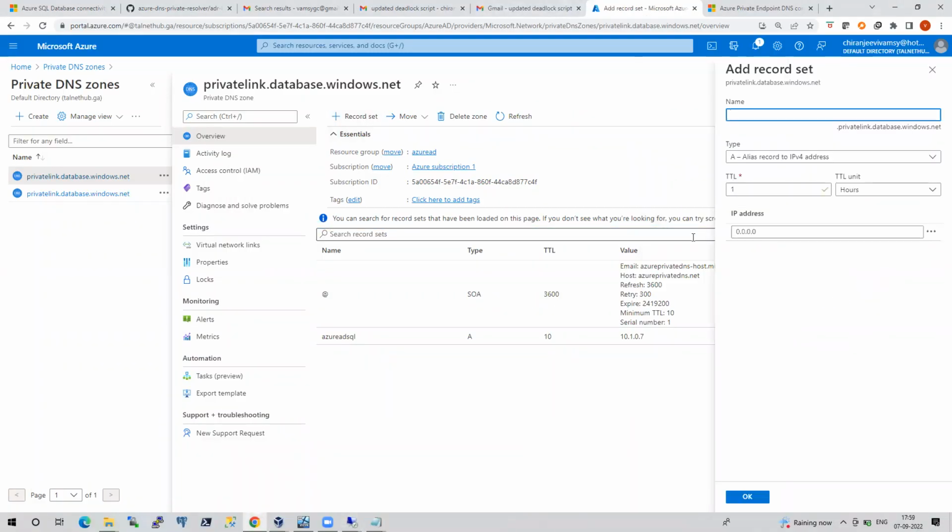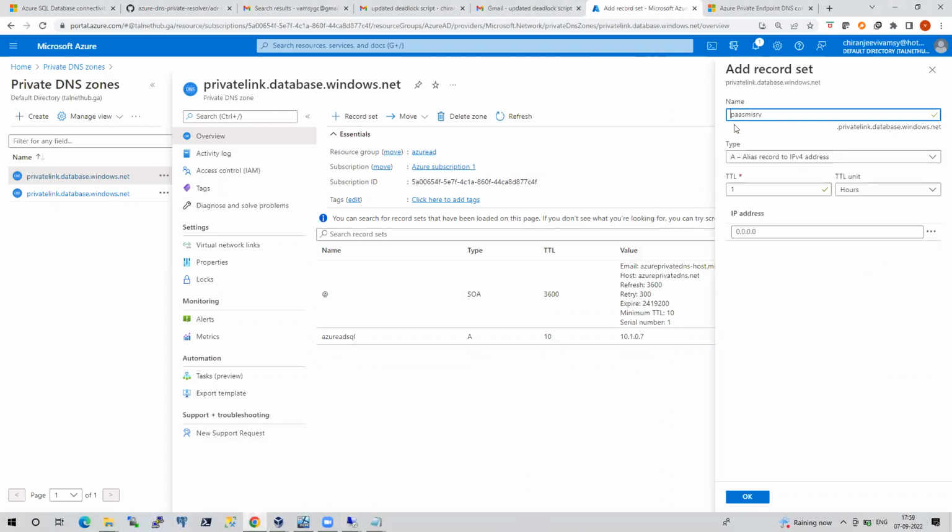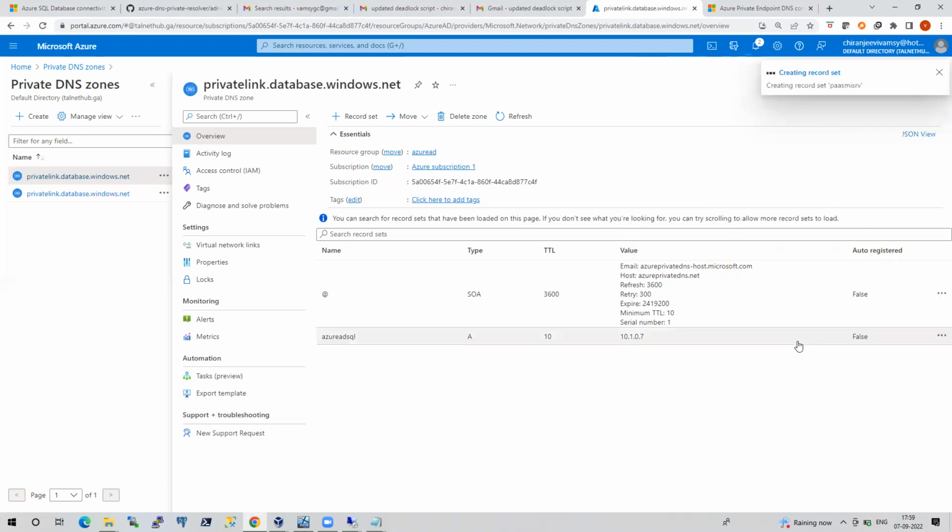So if we create another one, suppose you're creating one more Azure SQL, we'll have to add that one as well, right? Yes, we have to add it, because that will also get a different private IP altogether. If you get a private IP, you have to add that entry. As simple as that.